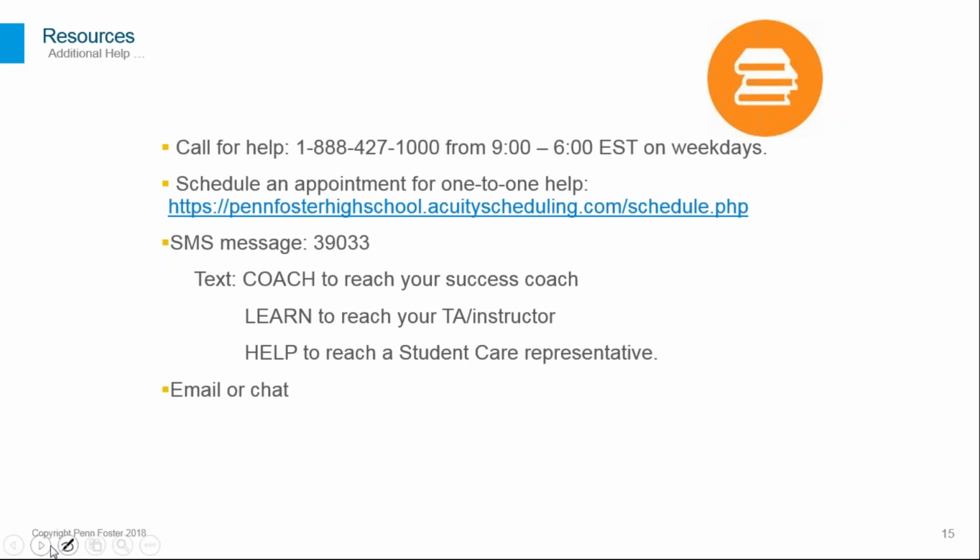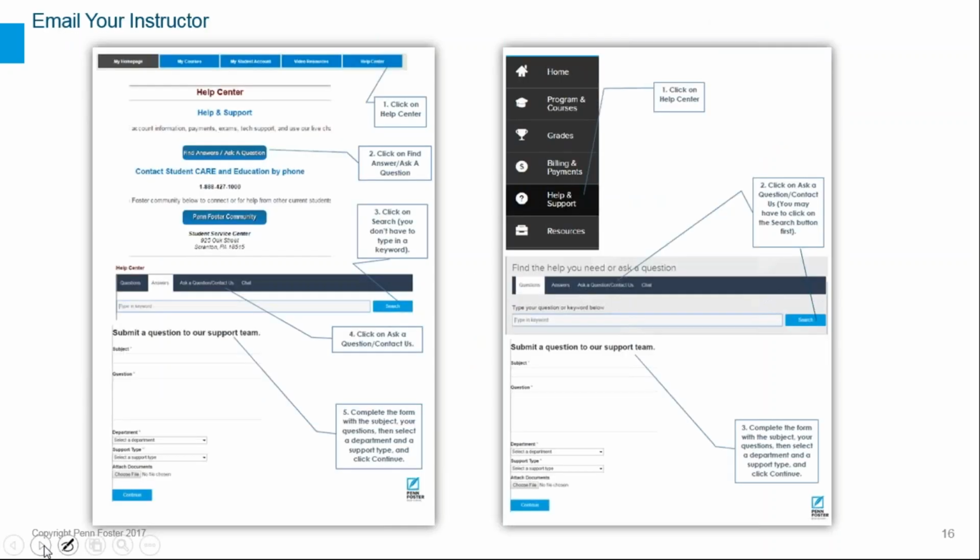To email the instructor, most of you have a hard time finding where to email an instructor. If you have this kind of account on the left here, you want to click on Help Center, click on Find Answers or Ask a Question. You may have to click on the search button without typing any keywords here, and then this option will appear. It's Contact Us, click on it, and you'll be able to fill out a form with a subject and questions, and just submit your question to us.